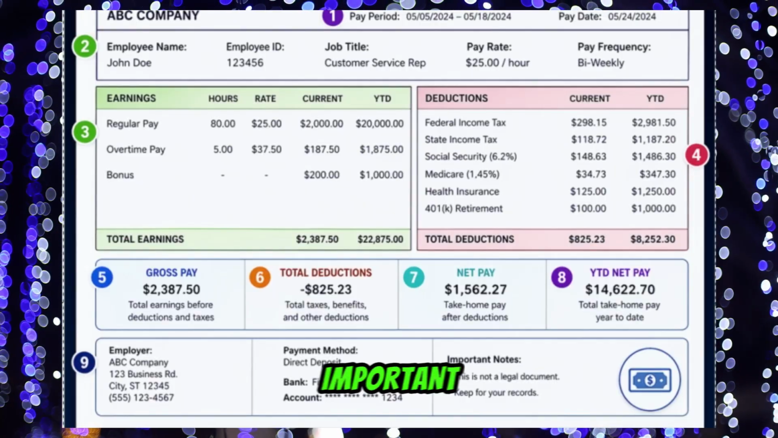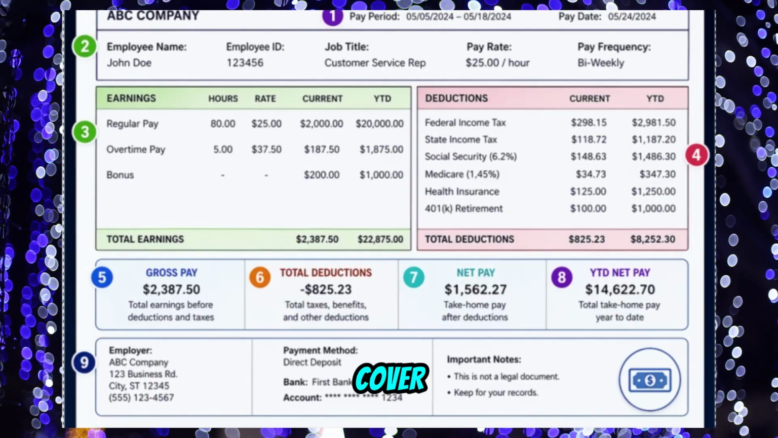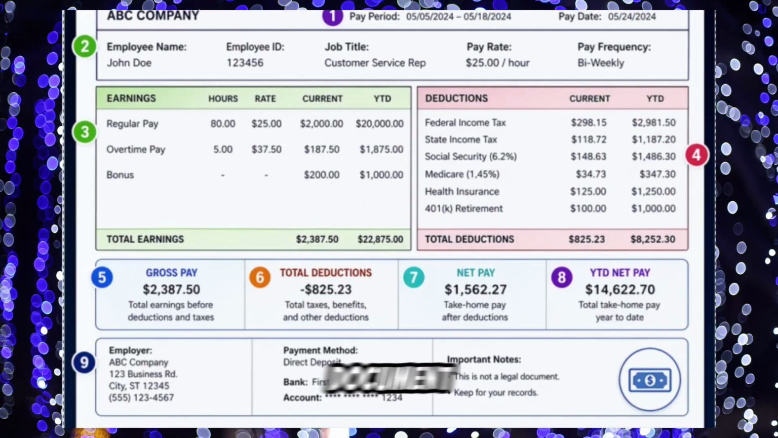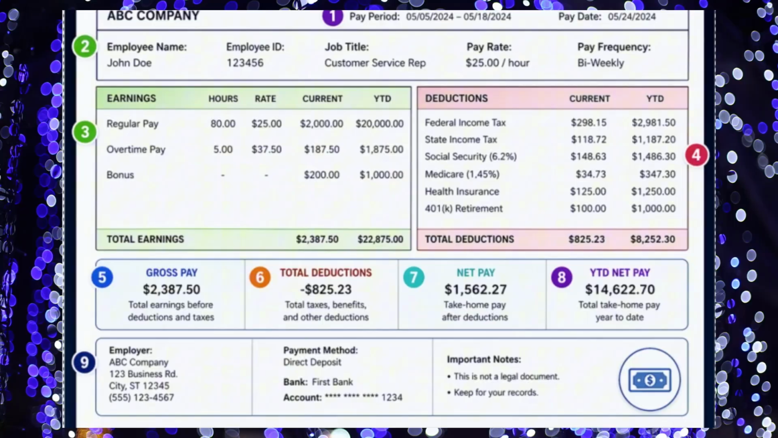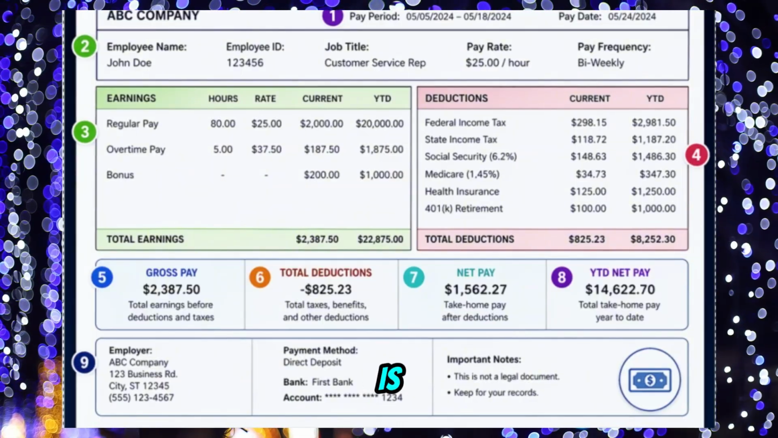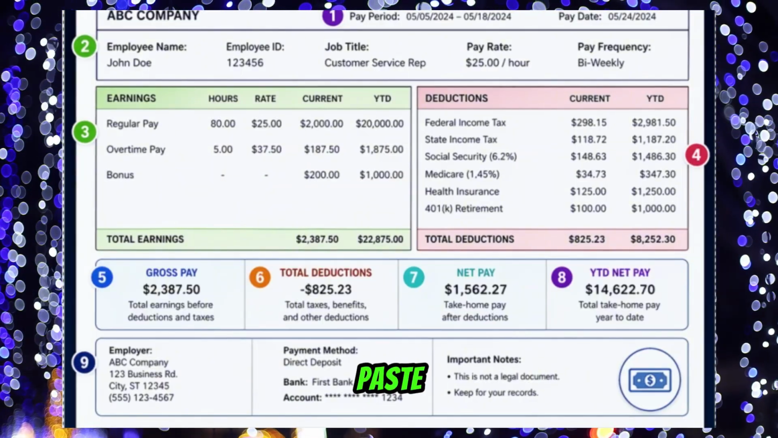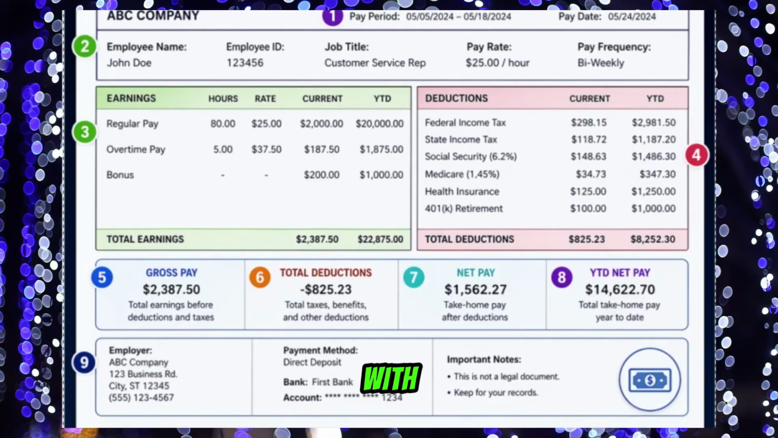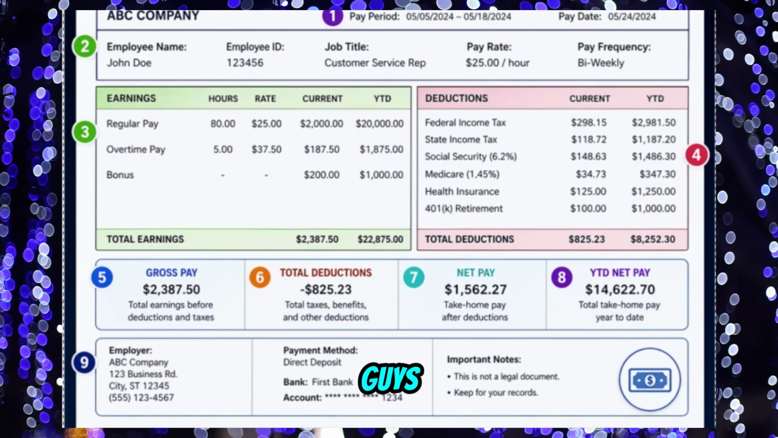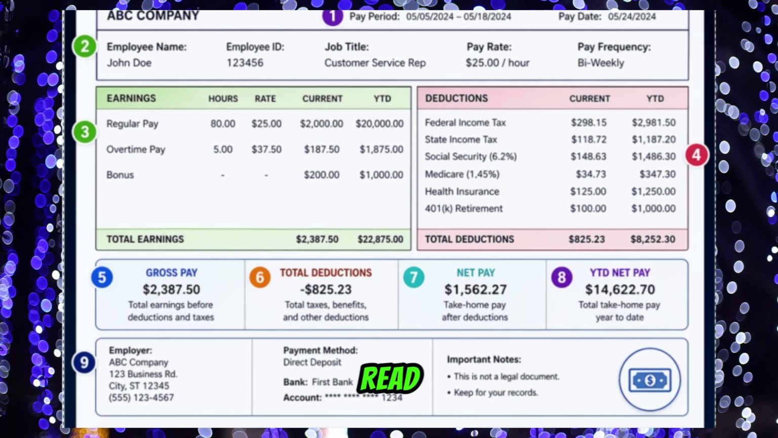And some important notes to cover: this is not a legal document and you should keep this for your records. So this is an example of a pay stub. This is not a real pay stub. It's just an example that I came up with to show you guys how to read a pay stub.